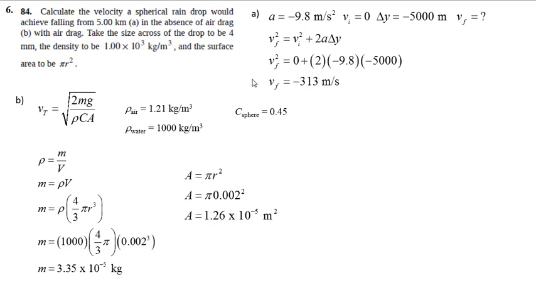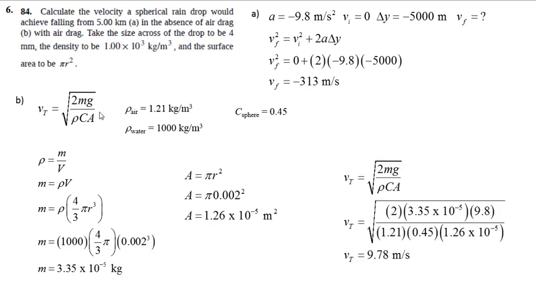And now we can plug all of these things into our terminal speed formula. And when you do that, you get 9.78 meters per second. So much, much slower than what we found here. Luckily, right, it would be pretty horrible if raindrops fell going that speed.